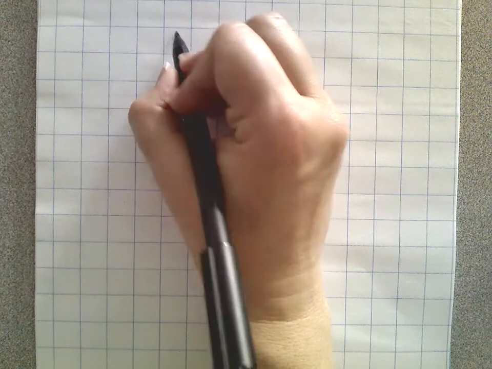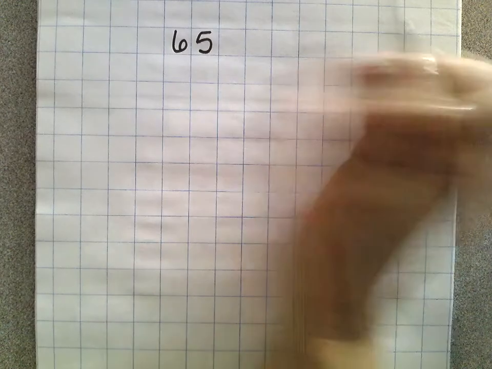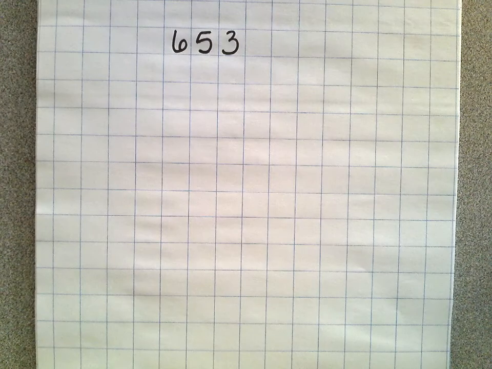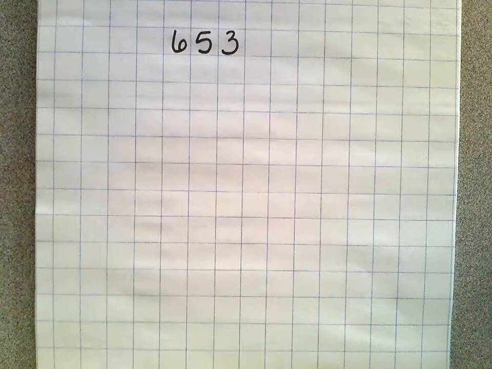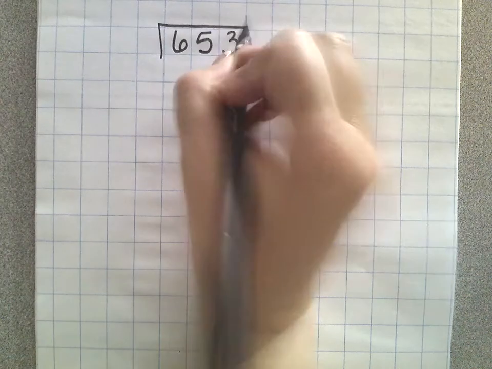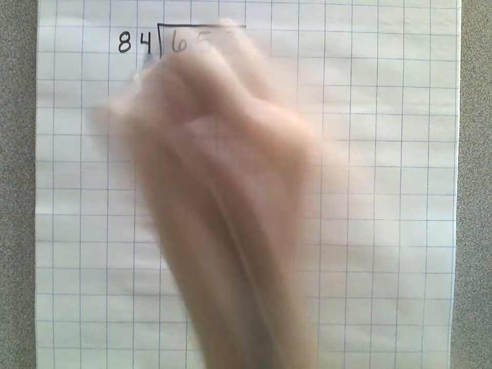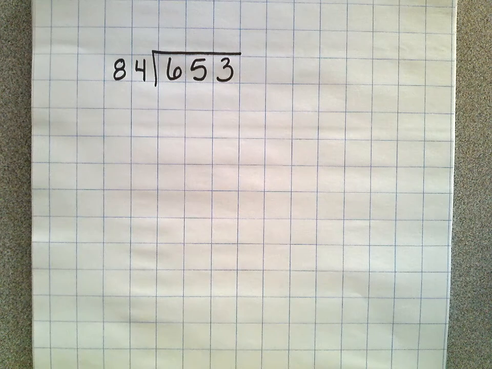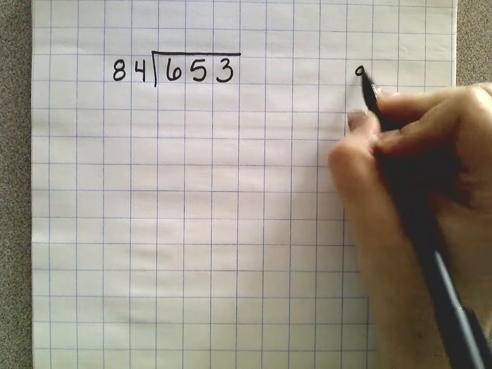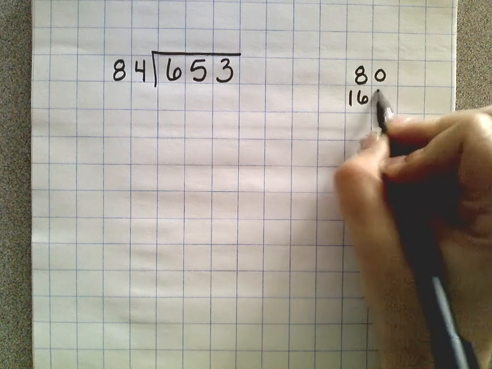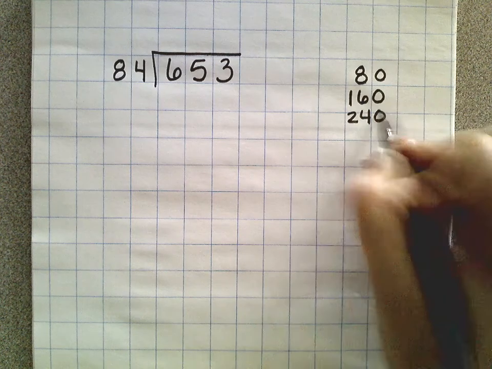All right, we're going to do one more example together before you get to practice independently. So 653 is going to be our dividend, and we are going to divide by 84. All right. So now we've got our problem set up. Think about 84. Would you round it down to 80 or up to 90? Hopefully you're saying down to 80. So that means for my estimate, I'm going to list my 80 facts. Please do so with me.